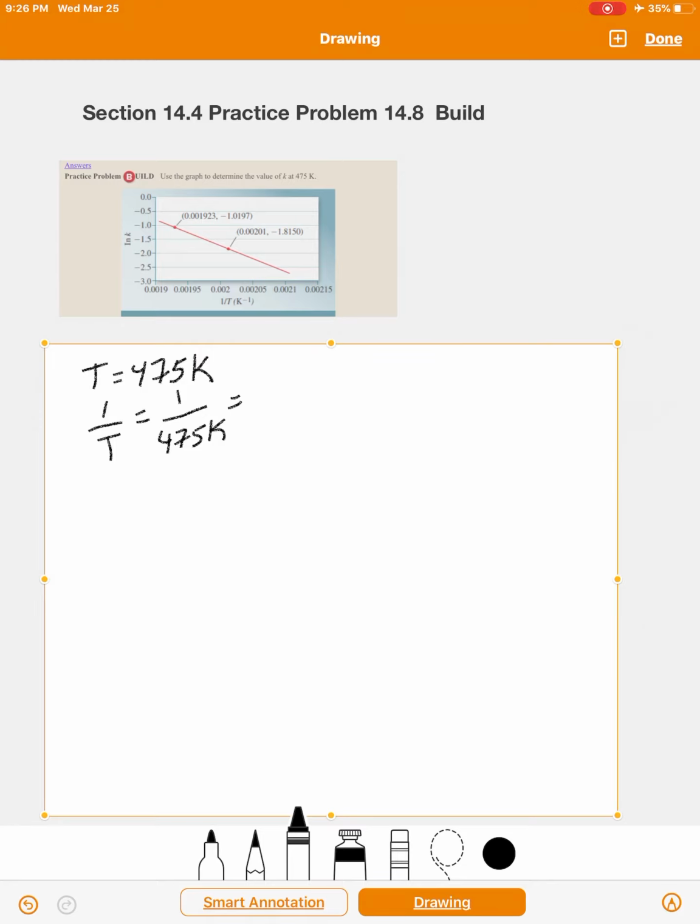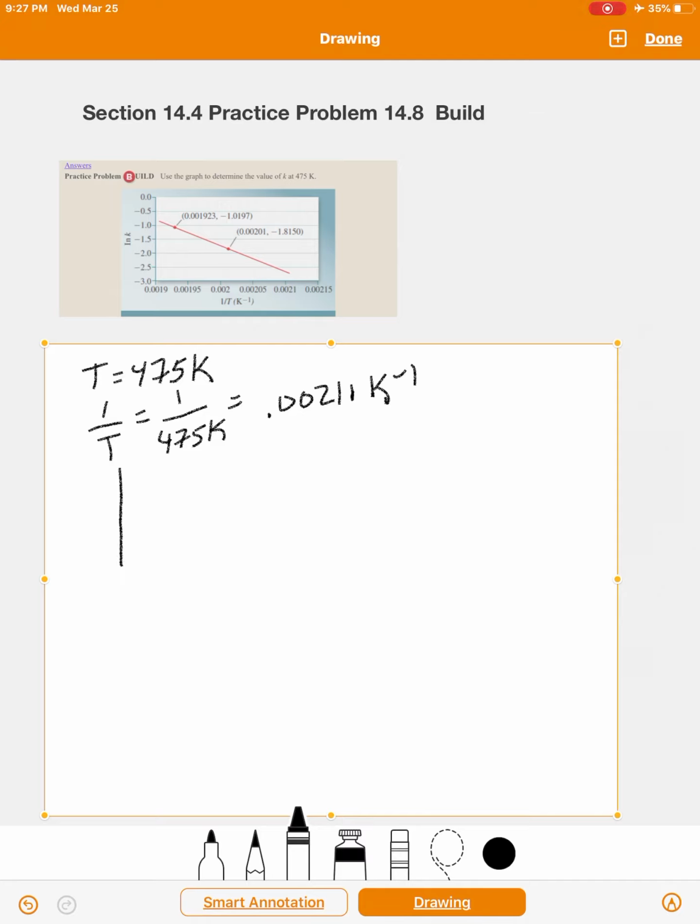And notice that the numbers in there are in decimal notation. They're not doing it in scientific notation. So if you take 1 divided by 475, you get 0.0021. In fact, let's go one more digit there. 2105. So I guess we could round that to a 1. And then that would be reciprocal Kelvin, right? 1 over Kelvin. So now what we do is we look on that graph.